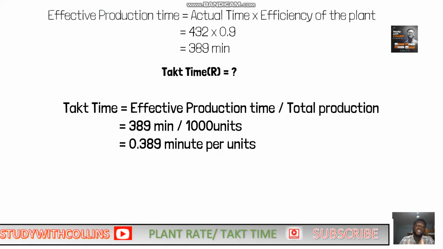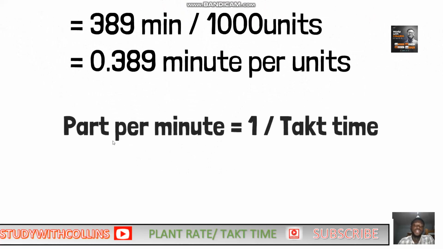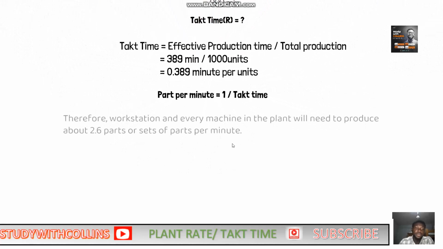Now we can go ahead to find our units or parts per minute, and the parts per minute will be 1 over the takt time. Parts per minute is 1 over the takt time. Therefore every workstation or every machine in the plant will need to produce about 2.6 parts or set of parts per minute. That is after inserting your takt time, so you are going to get 2.6 parts per minute.